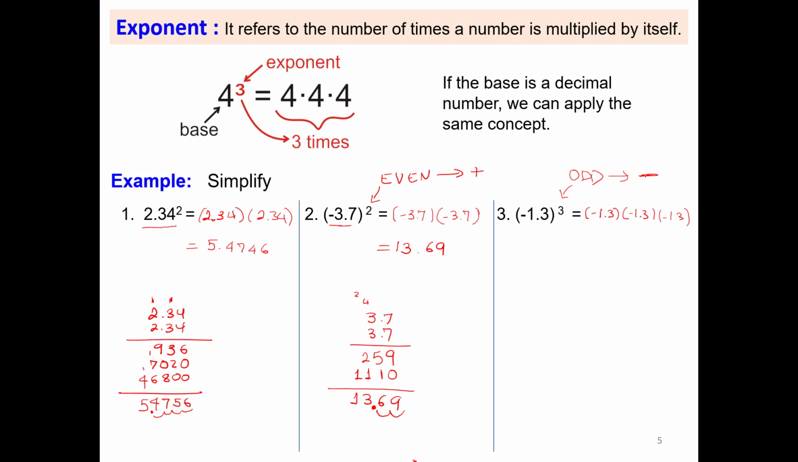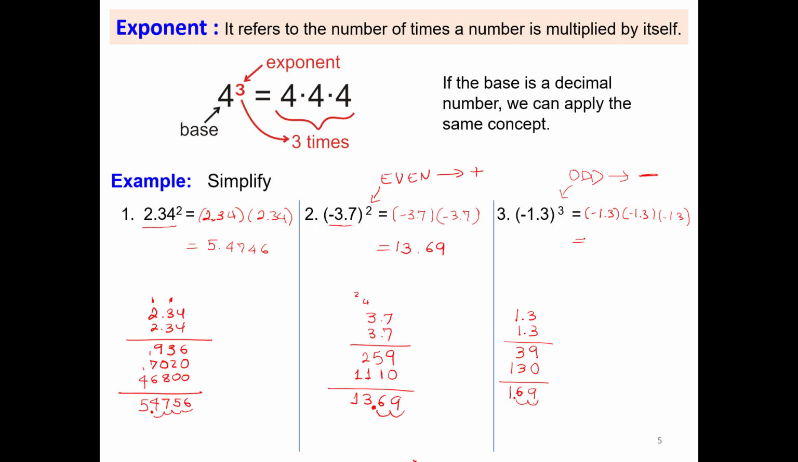Then we need to multiply. First, we can multiply 1.3 times 1.3. Then 3 times 3 is 9. 3 times 1 is 3. 1 times 3 is 3. 1 times 1 is 1. It's 9, 6, 1. How many decimal places? 1, 2. And here will be 1.69 times 1.3. And 1.69 is positive because negative times negative is positive.